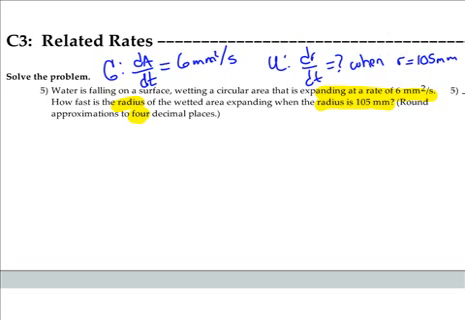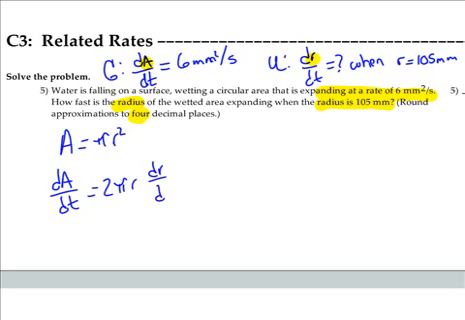Well, I just need to come up with a function that relates area and radius. The area function does that. Area equals pi r squared. Derive both sides. dA dt is equal to 2 pi r dr dt. dA dt is known to be 6. 2 pi. The radius at the time we're interested in is 105.